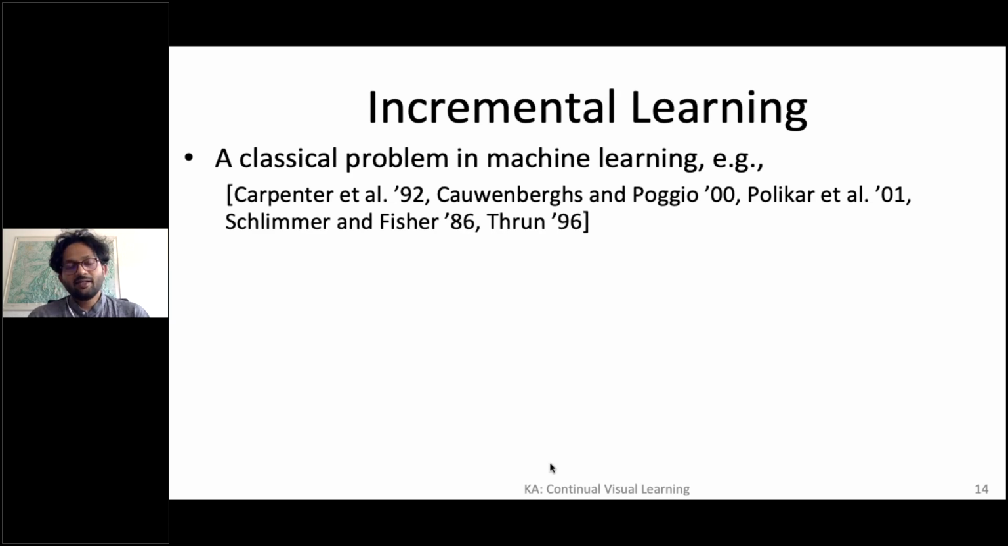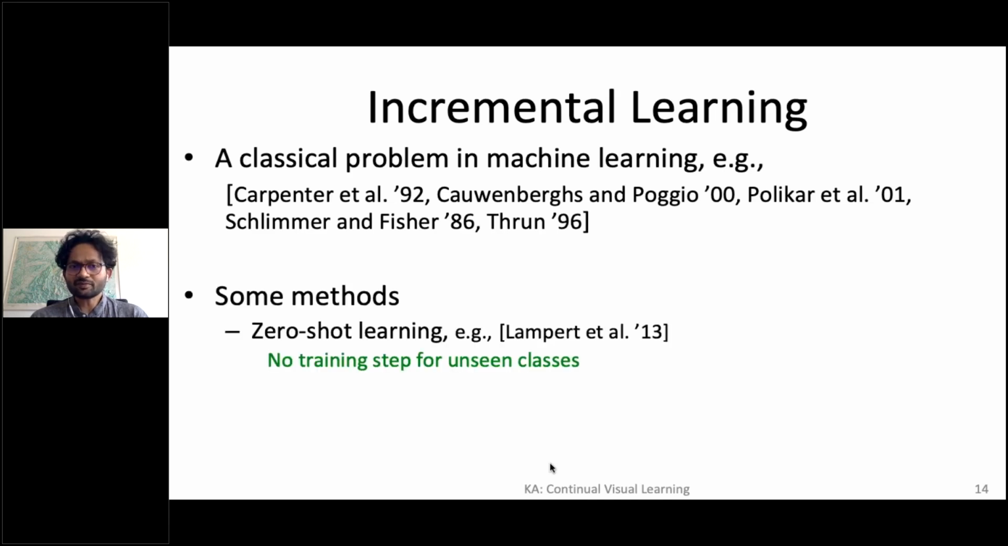Okay, so this topic of incremental or continual learning is actually a classical problem in machine learning, as some of you may already be aware. And this has existed for several decades, right? Going all the way back to the mid-80s and even slightly before in certain cases. So it's not something that we've just come up with now. People have been looking at it in different ways, and there are some methods that have been proposed, and different variants of these methods.